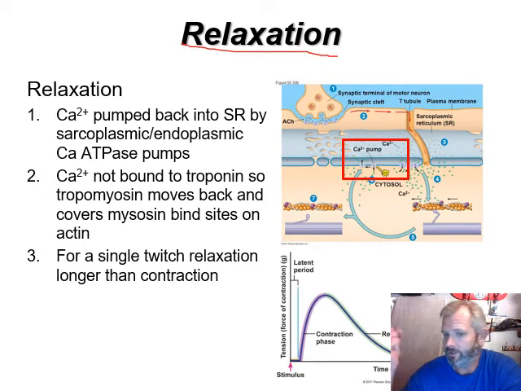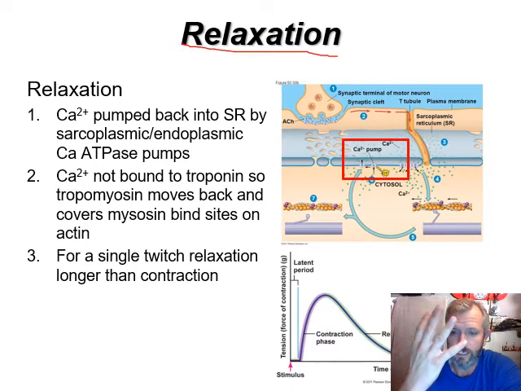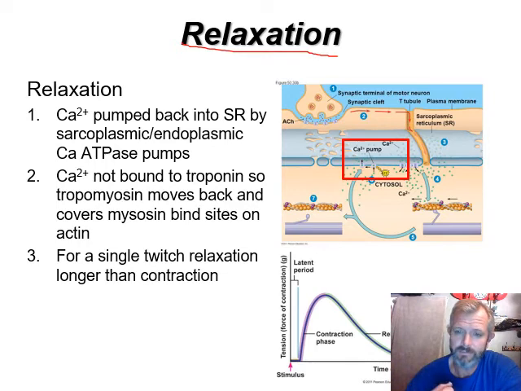We want the muscle to contract, but we don't want it to stay contracted. We want it to be able to relax. So contract and relax. What do we need for contraction? We need calcium out there. Now, if we remove the calcium, we can get relaxation.